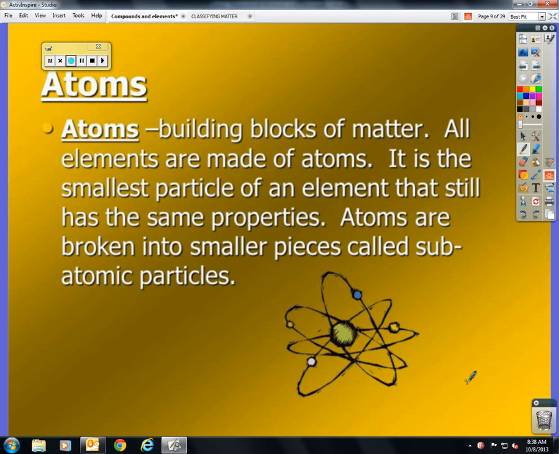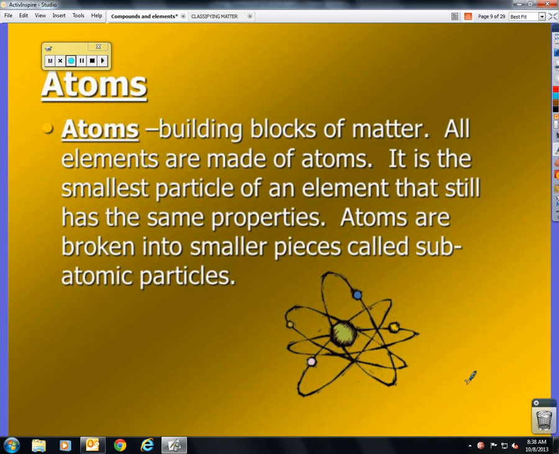Okay, atoms are called the building blocks of matter. All elements are made of atoms. It is the smallest piece of an element that still has the same properties. And atoms can be broken down into subatomic particles. Subatomic means smaller than the atom, and we're talking about protons, neutrons, electrons.